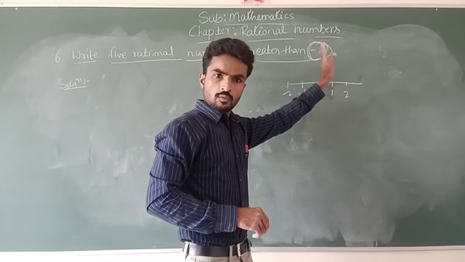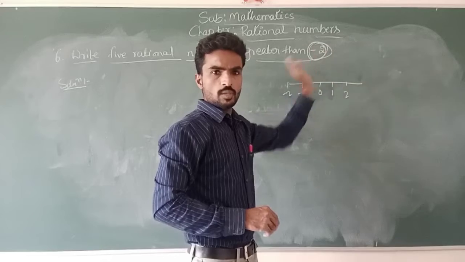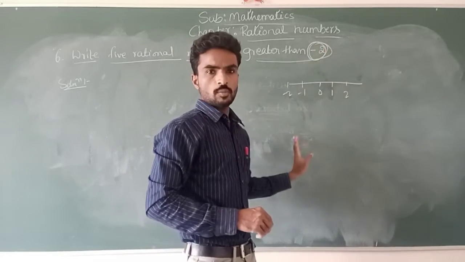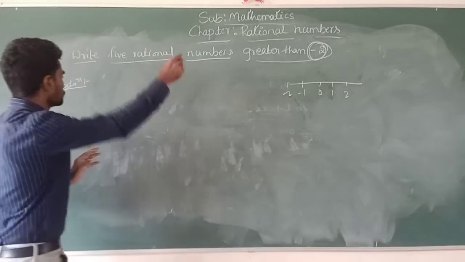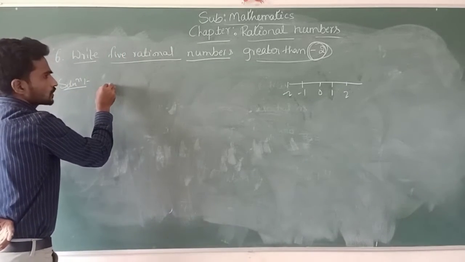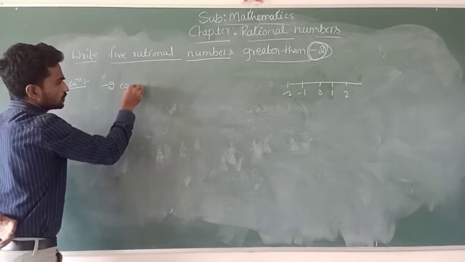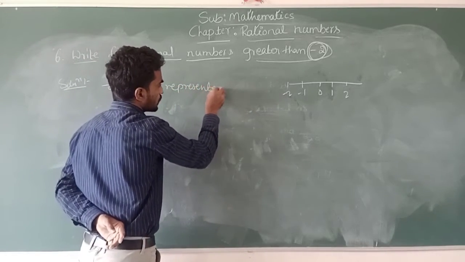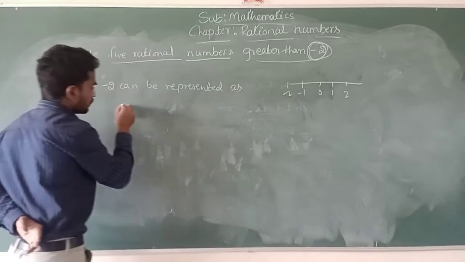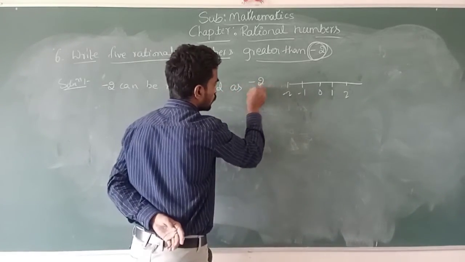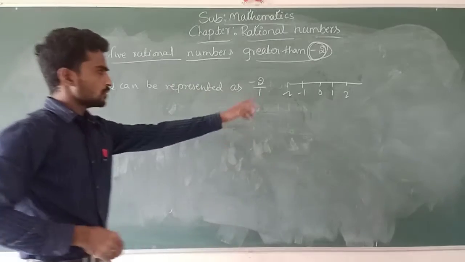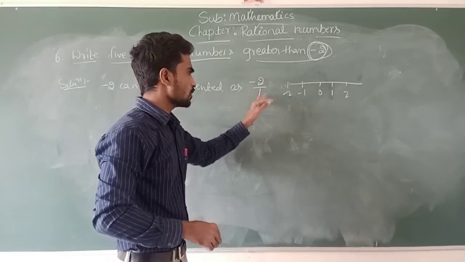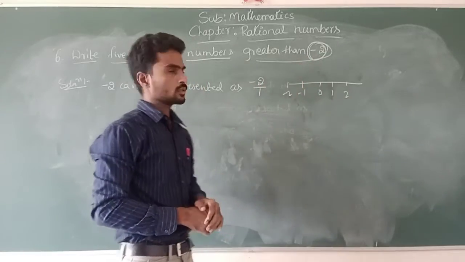Now, we already solved one question, that is the rational numbers lesser than 2. In that problem, we converted 2 to rational number form. Now, here also we converted -2 to rational number form. -2 can be represented as -2 by 1. Now, the value of -2 does not change. The -2 divided by 1 also equals -2.